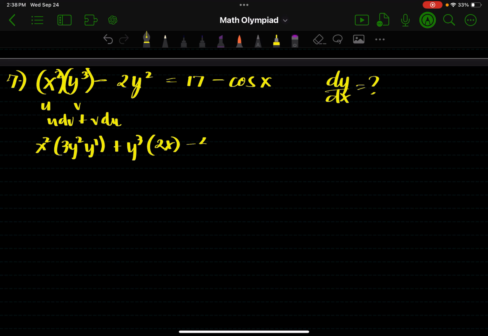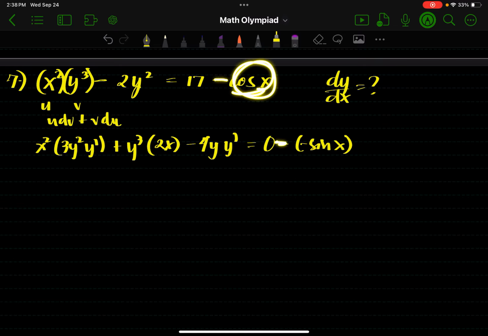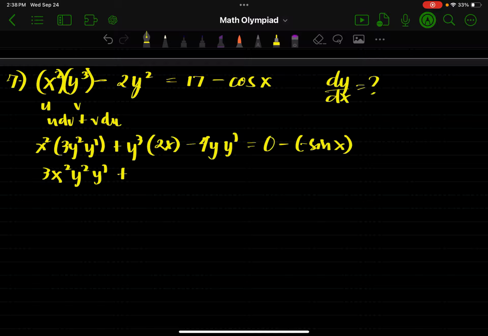minus the derivative of this, that is 4y y prime, equals 0 minus negative sine x. The derivative of 17 is 0. Minus the derivative of cosine x is negative sine x. Let's simplify. So this will become 3x squared y prime plus 2xy cubed minus 4y y prime equals positive sine x.